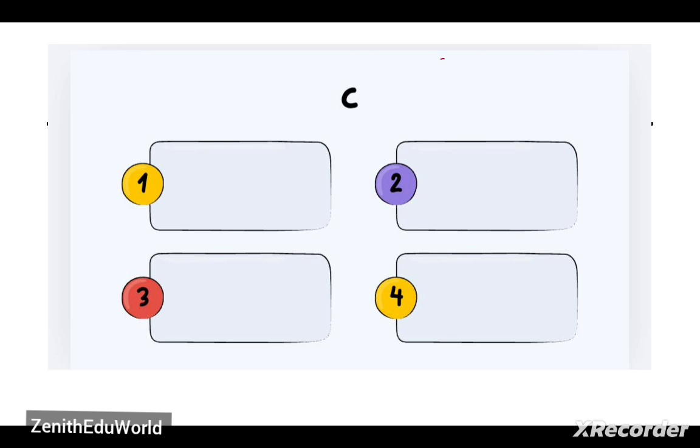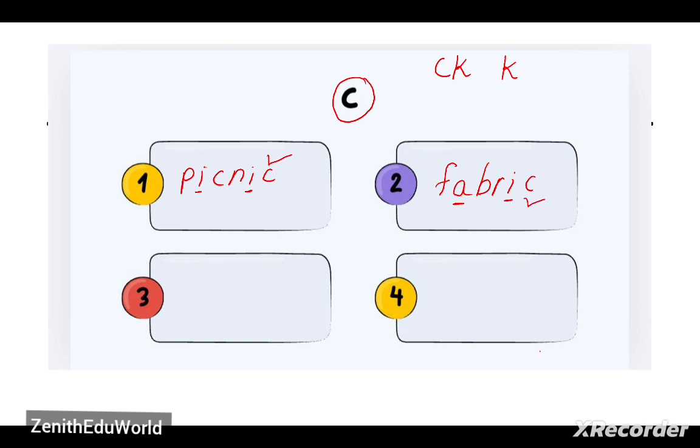Now the last is C. We have studied when to use CK, when to use K, and the last is C. So how I teach my students is that whenever you hear the k sound at the end, and if the word has two vowels in it. For example, picnic. Now, in this word, there are two vowels, i and i. So, we use C at the end of the word. Let us take another example, fabric. Now, here in this word also, we have two vowels and we hear the k sound at the end of the word, and so we write C.